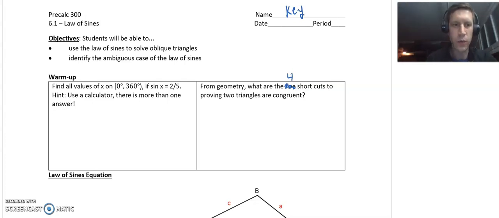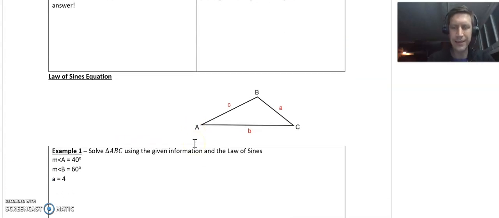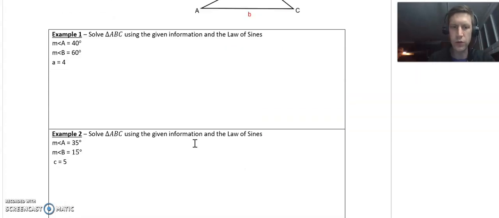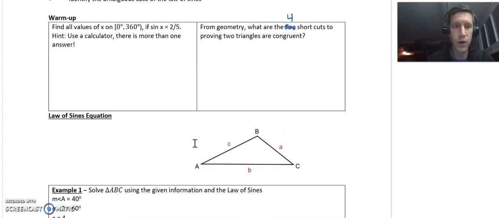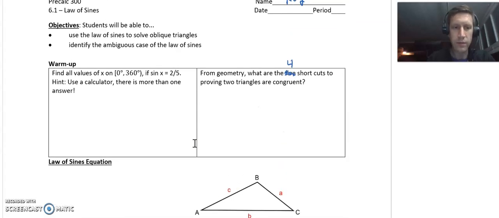Wanted to run through 6.1 notes with you. It's the law of sines. It's real quick notes today. Other than the warm-up, there's really one equation that we're going to use, and then we have two examples solving a couple triangles. If you want to go ahead and pause, you can try to do the two warm-up problems here. First one will be calculator. Second one's just trying to pull from memory.